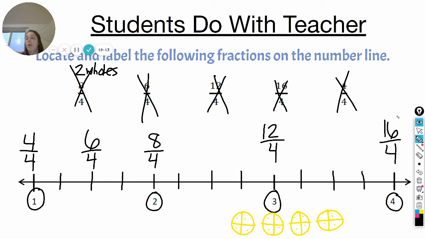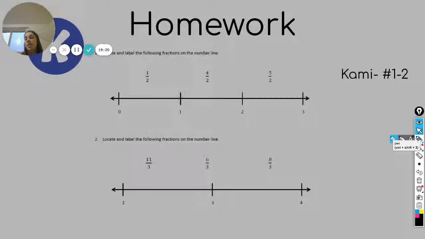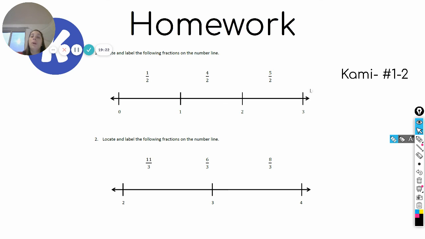Okay, let's take a look at what you're going to be working on today alone. Your homework is Cami. You're doing number 1 and 2, same directions that we just followed. Locate and label the fractions on the number line. Okay, so you can see that they give you the number line in both examples. This one does start at 0, but this one does not. It starts at 2.